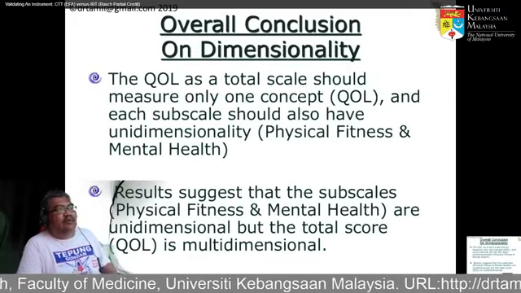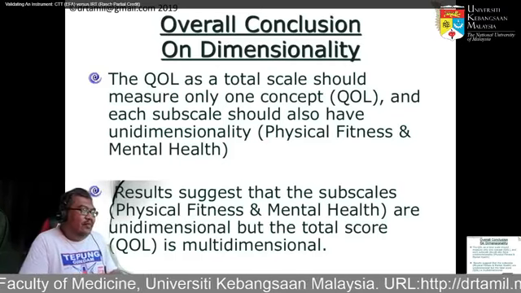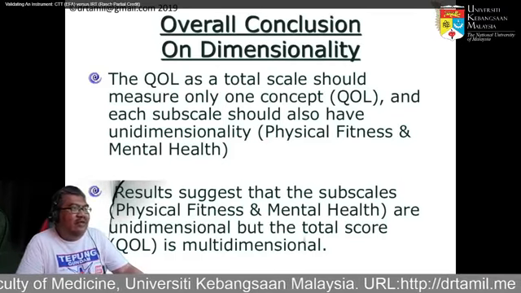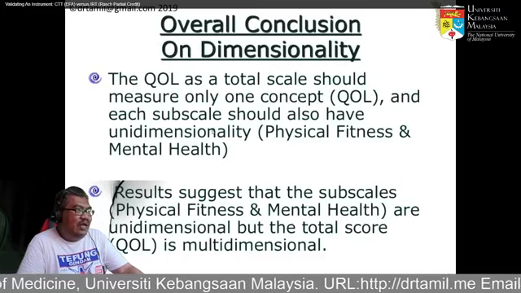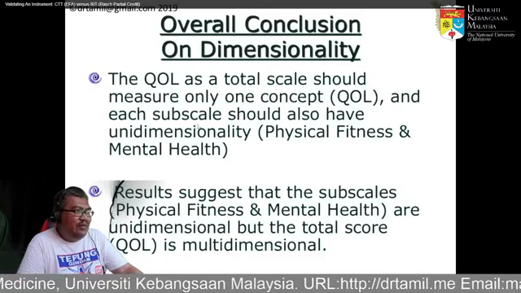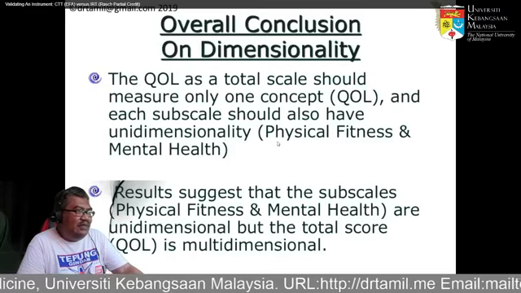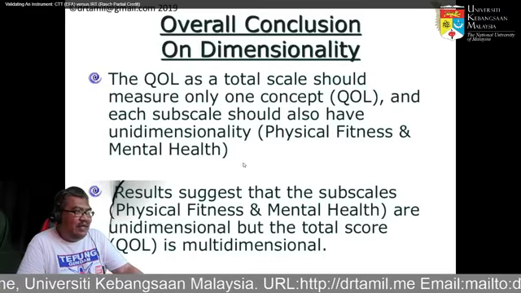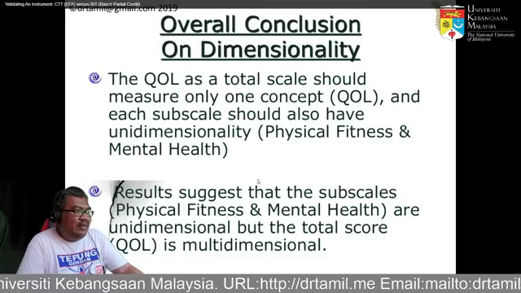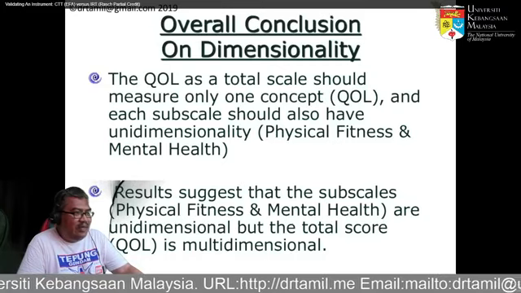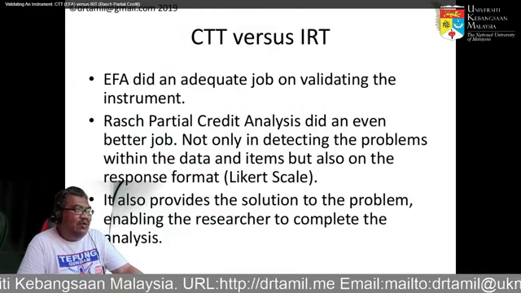So in short, quality of life as a total scale should only measure one concept, quality of life. And they should also have subscales, because they are also unidimensional, which are physical fitness and mental health. You can look at them separately, but you cannot combine them using a global score.